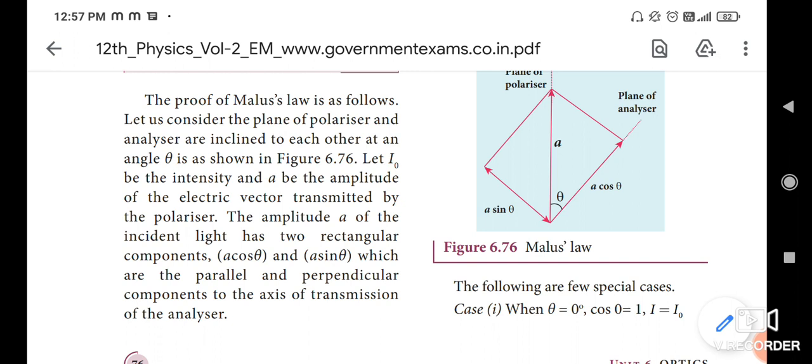Then let I naught be the intensity and A be the amplitude of the electric vector transmitted by the polarizer. The amplitude A of the incident light has two rectangular components. Already I said it results in two components: one is A cos theta and another one is A sin theta. Both are parallel and perpendicular components to the axis of transmission of the analyzer.